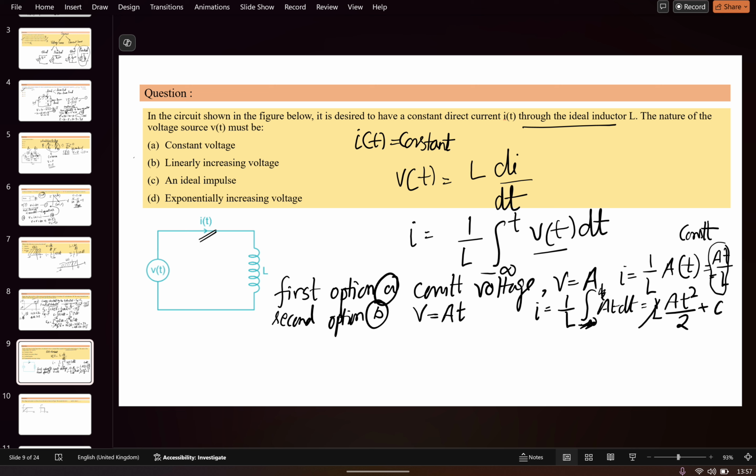So here, this is also not coming constant. It is a function of T square. Let's take the third option, option C. Here it says a voltage function delta T.